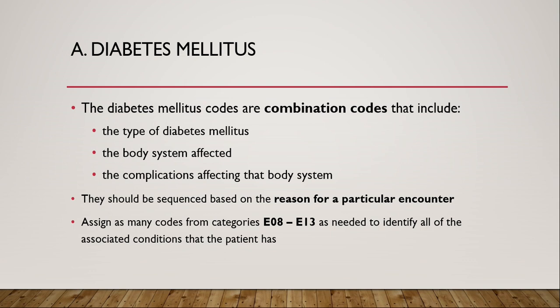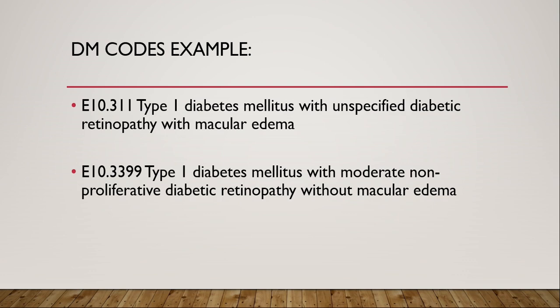Okay, so I have an example of diabetes mellitus codes here. For example, let's have E10.311, type 1. So we are specifying the type. And we have diabetic retinopathy, meaning we're talking about the eyes. And the complication is retinopathy with macular edema. E10.3399, type 1 with moderate non-proliferative diabetic retinopathy. We're talking about the eye itself. Okay, so those are common examples.